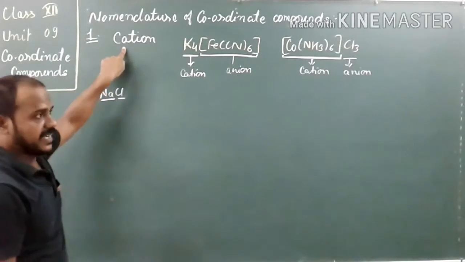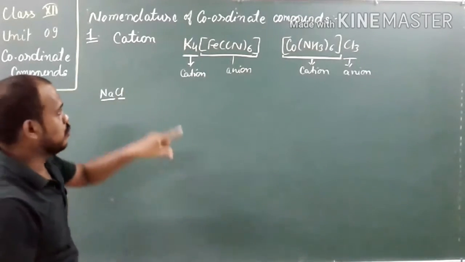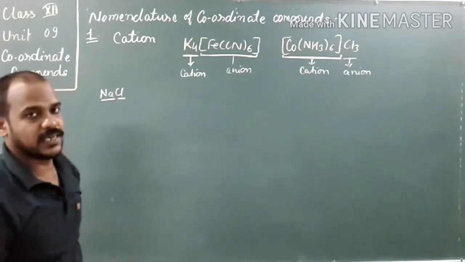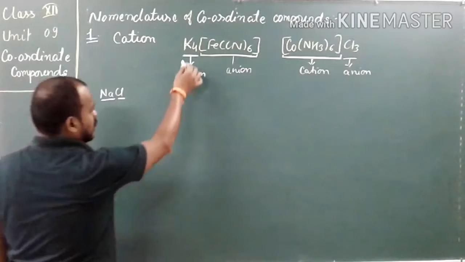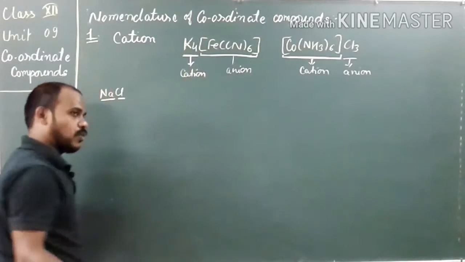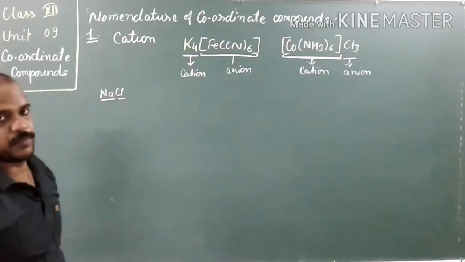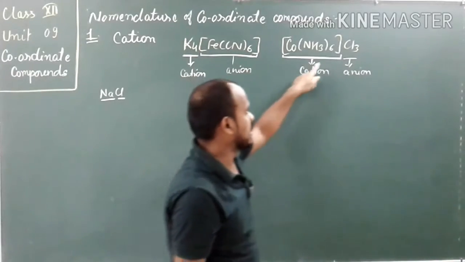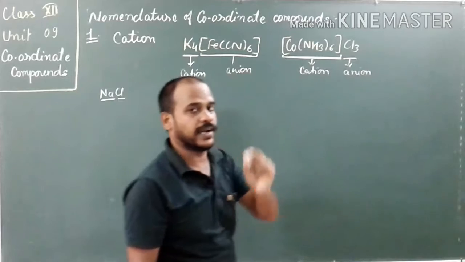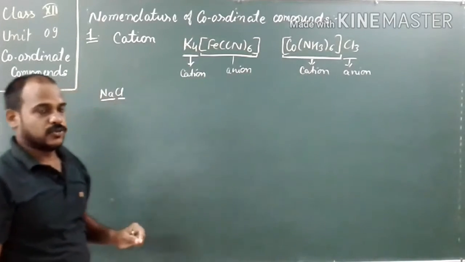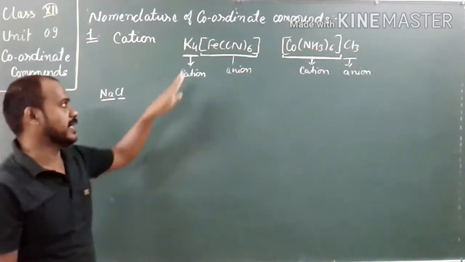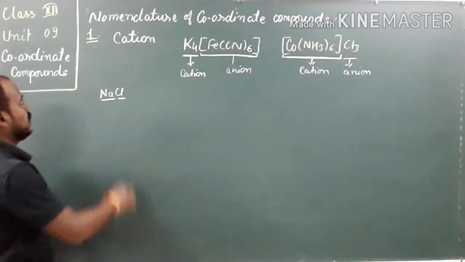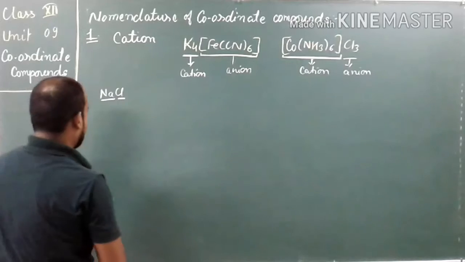Now after the cation, if we write the name of the anion, remember this thing: in this K4, there is no need to write the number of cations. The name here is only potassium, not tetrapotassium. Like that, here in Cl3, this one is only chloride, not trichloride. So we do not need to write the number of anions or cations. So first, write the name of the cation.